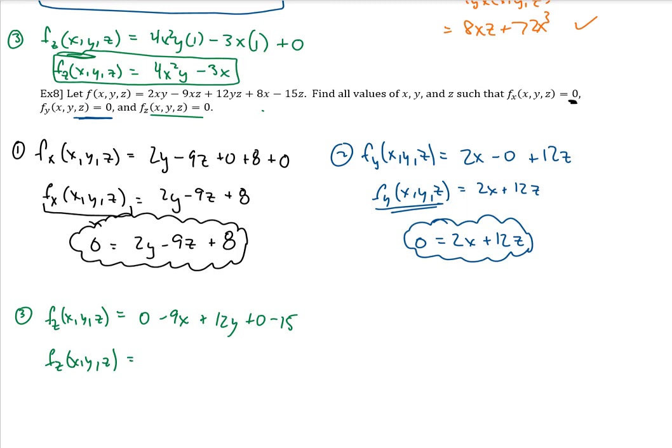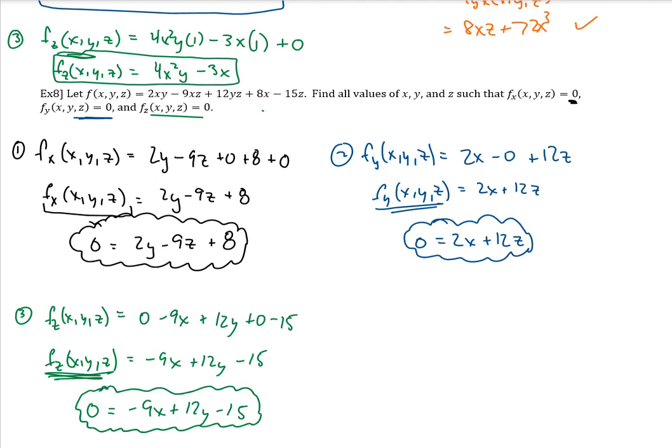And it becomes negative 9x plus 12y minus 15. And then they say again, just set that equal to 0: 0 equals negative 9x plus 12y minus 15. Okay, so now we've got these equations. And at this point, it's really a system of equations where we're going to rewrite all of these.